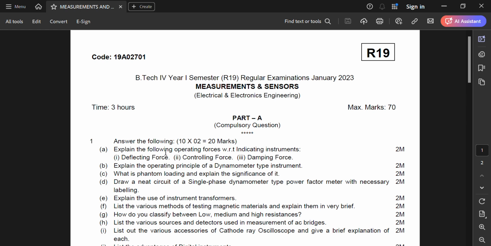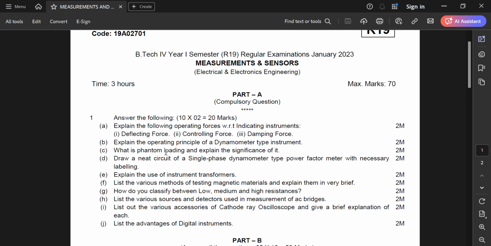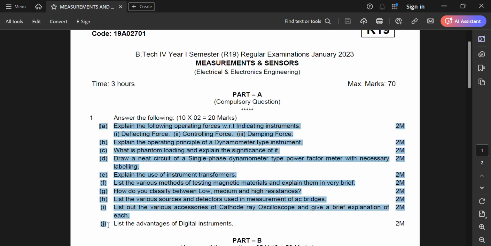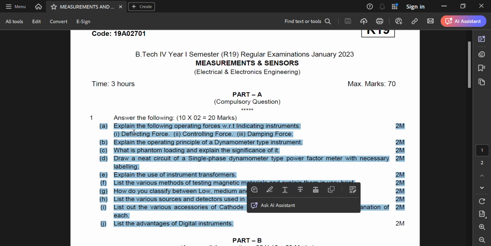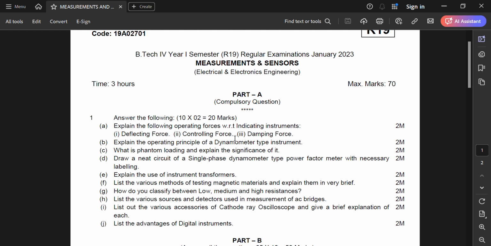First, how to write the 2 marks questions, and how to answer them to get 2 out of 2. If you answer the 2 marks questions continuously from A to J, you will get maximum marks, because the examiner will think you are very well prepared. First see how to answer a question to get 2 out of 2 marks.